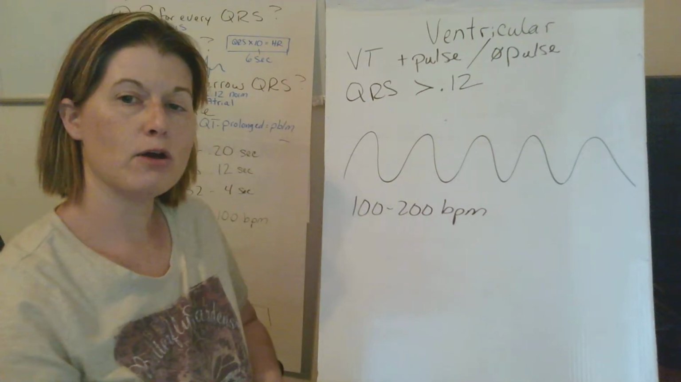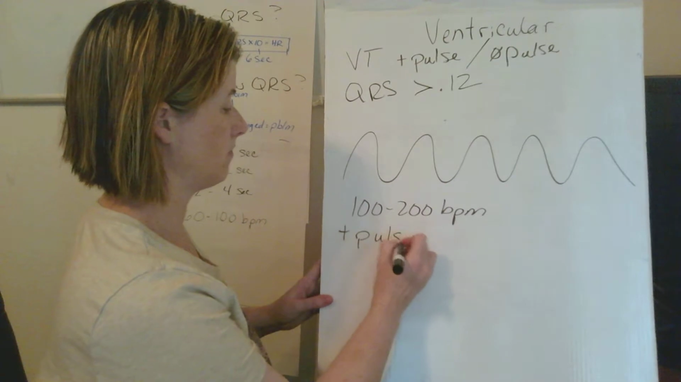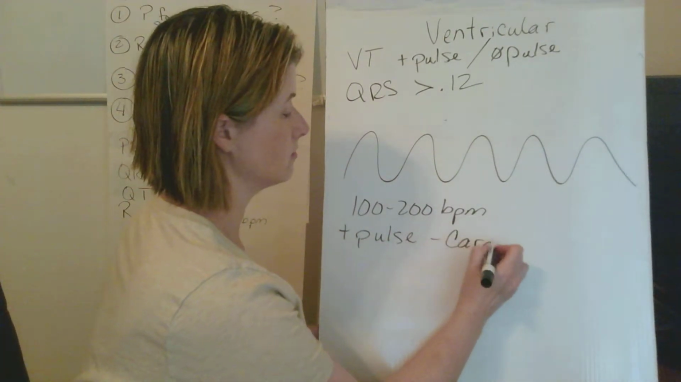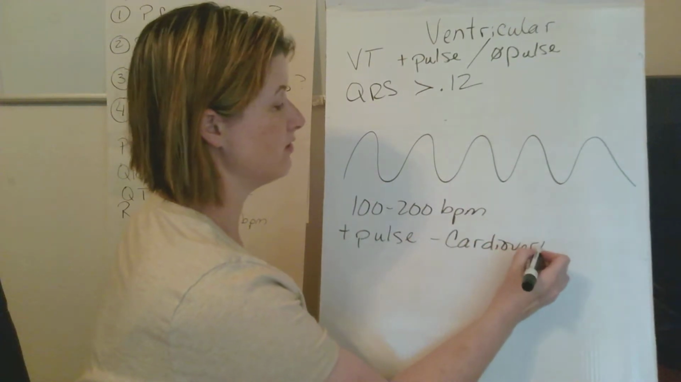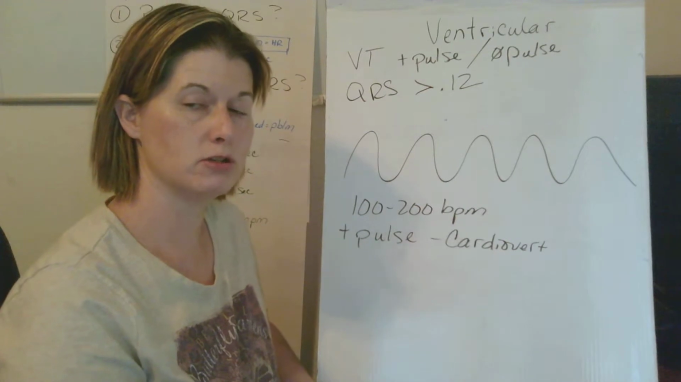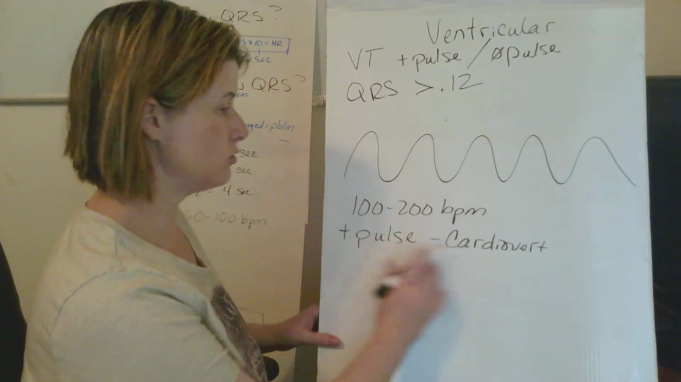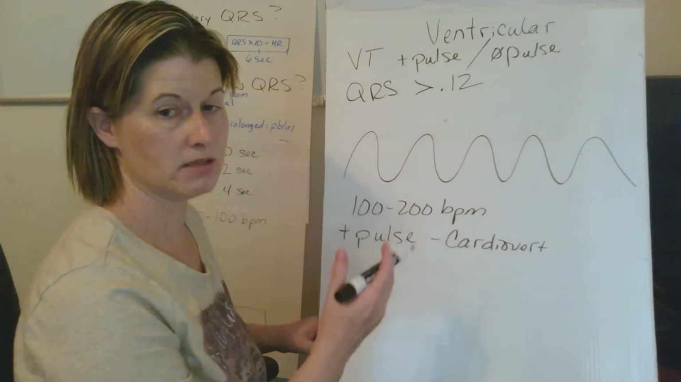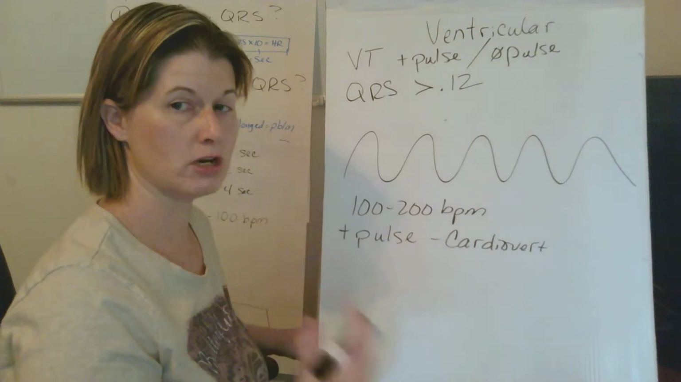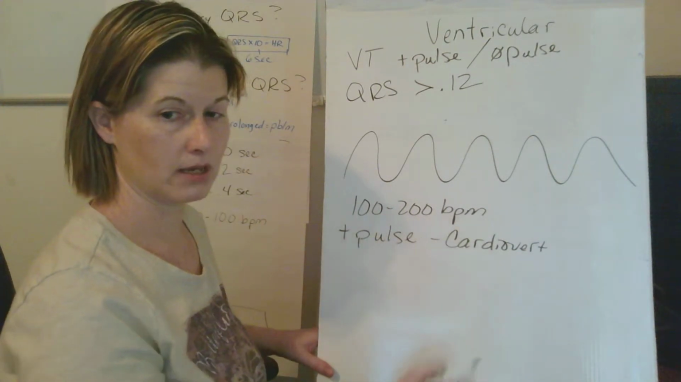Okay. Now, if you have a pulse, then we are going to cardiovert. The only way to fix V-Tach is to shock the patient. You have to shock the patient to get them out of their ventricular rhythm. So if they have a pulse, you want to cardiovert, because though their rhythm is lethal, they're still generating a pulse. So you want the machine to work with them, not against them.